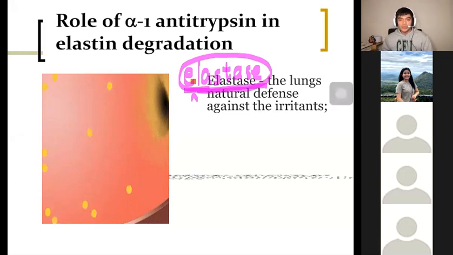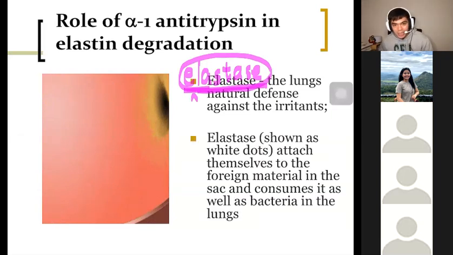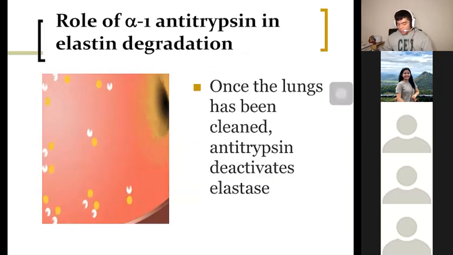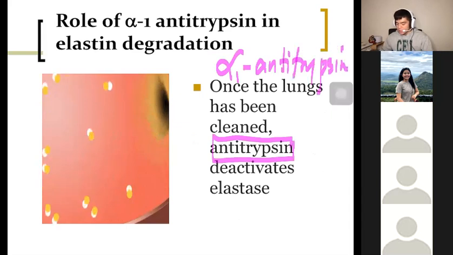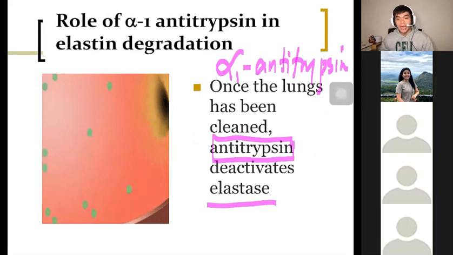So thankfully, meron tayong pang-regulate. Ang pang-regulate natin ay tinatawag na antitrypsin, okay? Or alpha-1 antitrypsin. So this alpha-1 antitrypsin deactivates elastase after performing its job. So in Tagalog, i-deactivate ng antitrypsin yung elastase pagkatapos tanggalin ng elastase yung mga pollutants.